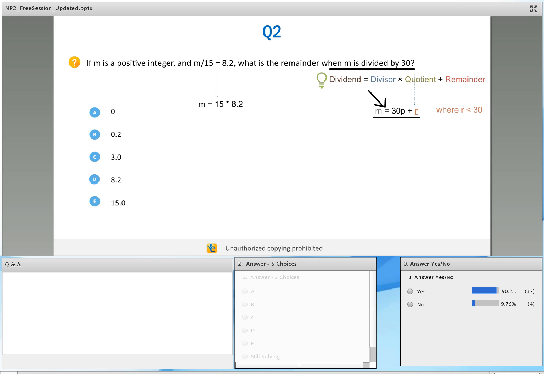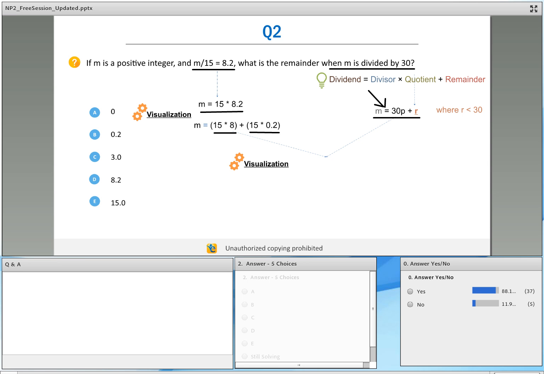So, what's given to us? We're given that m divided by 15 gives us this decimal 8.2, which means that m can be expressed as 15 times 8.2. We just took 15 to the other side, which means m can be expressed as 15 times 8 plus 15 times 0.2, a sum of these two terms. We just opened up 8.2 as 8 plus 0.2. That's all that we did over here.